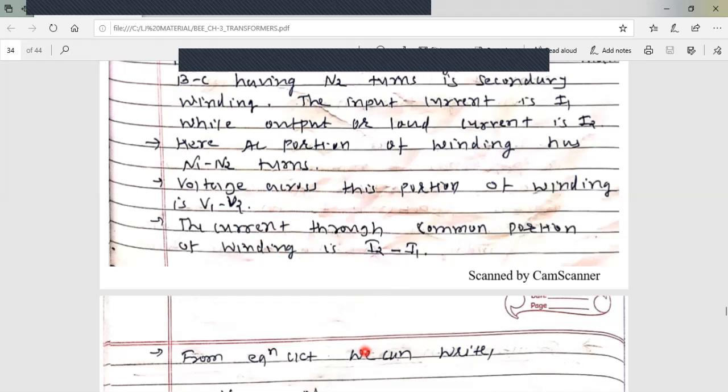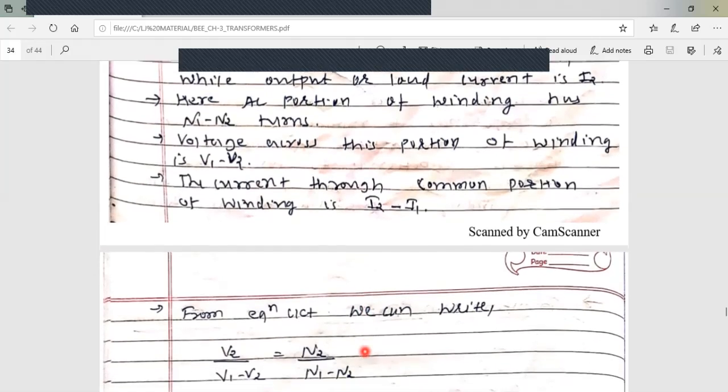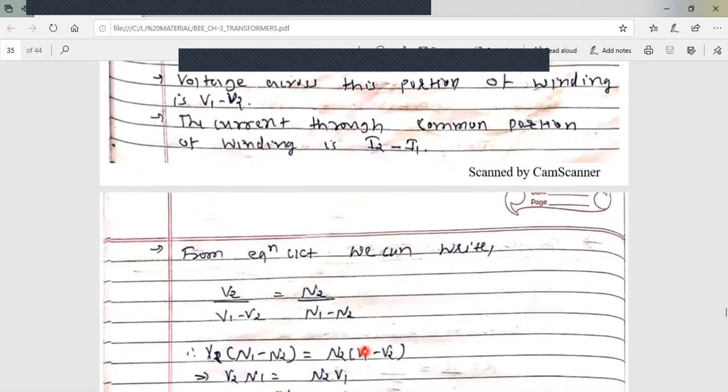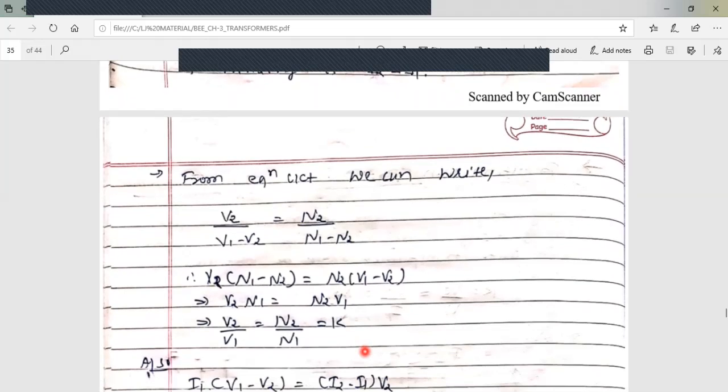So now from the above equivalent circuit, we can write the voltage transformation ratio as V2 by V1 minus V2 equals N2 by N1 minus N2. According to the definition of voltage transformation ratio, this is secondary winding voltage, secondary winding turns, primary winding voltage, primary winding turns, as per the equivalent circuit. Now, if we solve this equation, we have V2 by V1 equals N2 by N1 equals K.